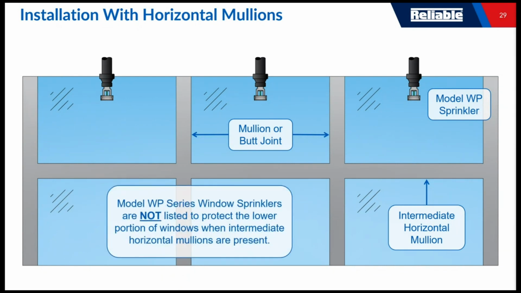And now we have a situation where the top glass is protected by window sprinklers. The bottom glass is not going to be protected by the sprinklers on top. And if we want to look at using another set of window sprinklers, anything is possible to set that up and install it, but it's not something that was really evaluated and tested. It needs to be thoroughly evaluated by the AHJ.